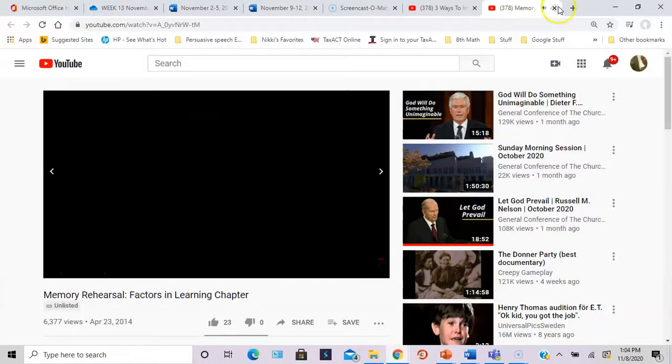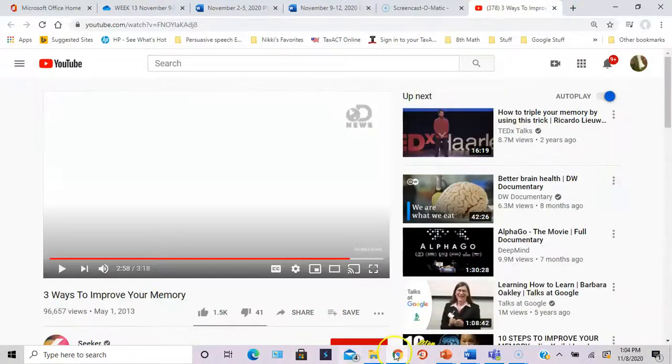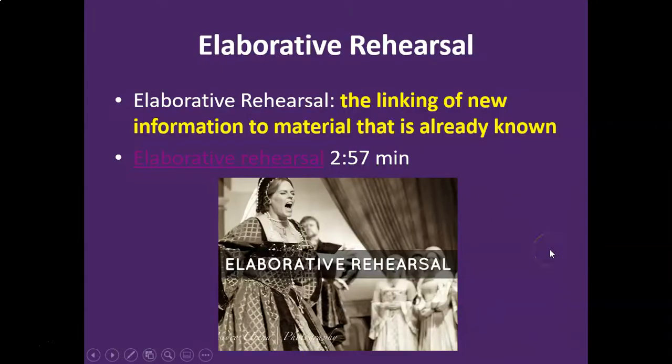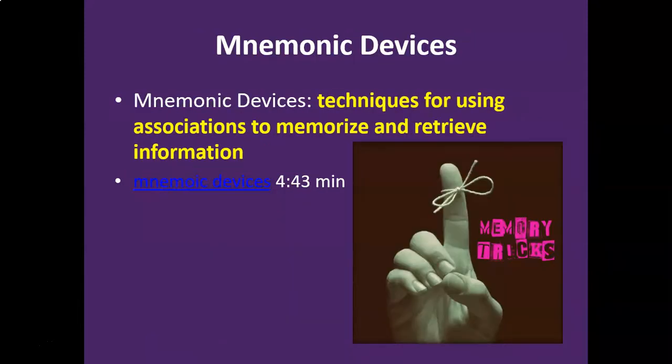So just like we've been discussing before, it's vital to make sure you're studying on a consistent pattern and not just doing it the night before, trying to cram that 7 to 11 pieces of information into your short-term memory. Mnemonic devices. So this is a technique for using association to memorize and retrieve information.